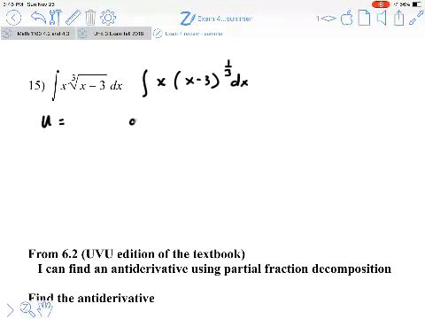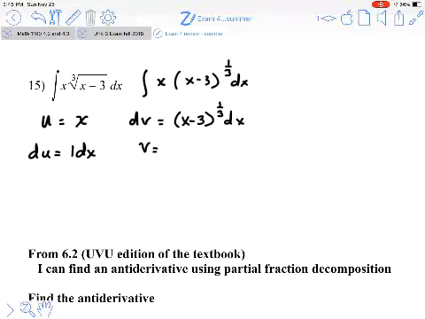So we need to choose a u and a dv. I'm going to let x equal u, and then dv is x minus 3 to the 1/3. Now the derivative of u, du, is just 1 dx. v is the antiderivative of dv. So v is the integral of dv, which is the integral of x minus 3 to the 1/3. We can integrate this just using the power rule.